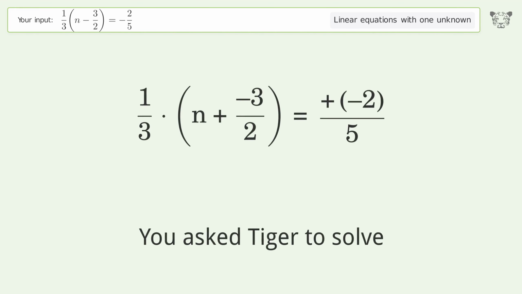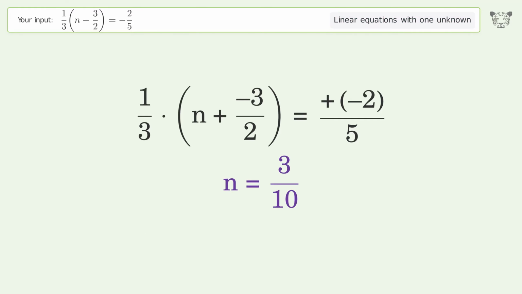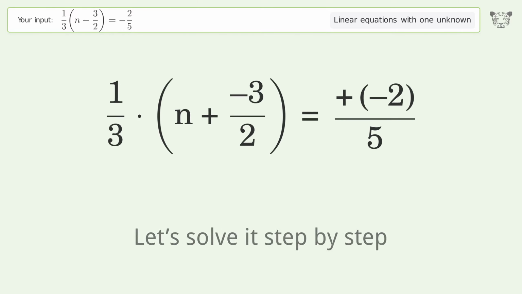You ask Tiger to solve this. This deals with linear equations with one unknown. The final result is n equals 3 over 10. Let's solve it step by step.